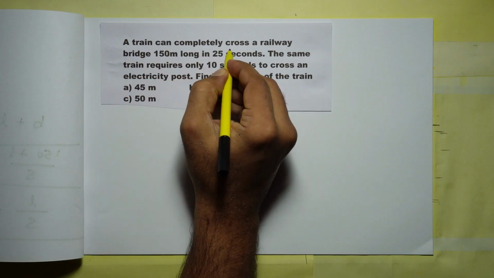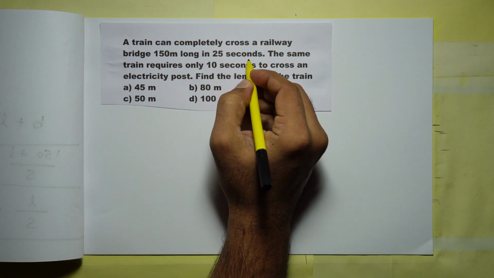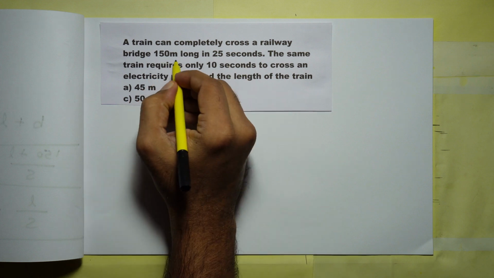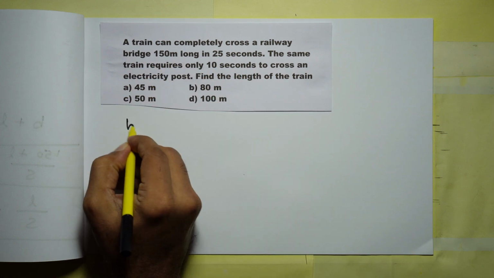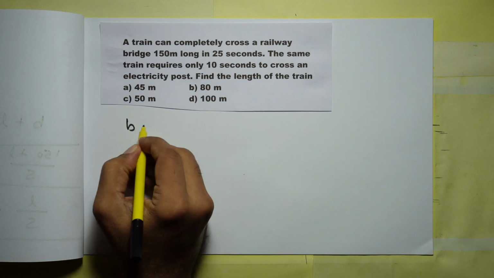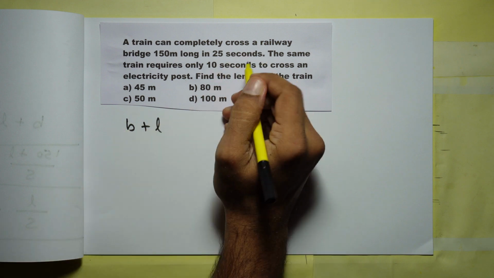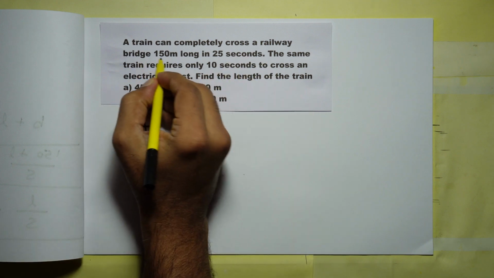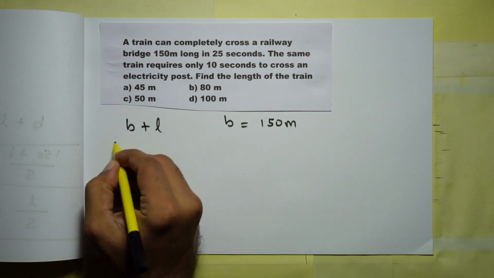A train can completely cross a railway bridge 150 meters long in 25 seconds. So we'll form the equation for that. Now to cross a bridge, first the length of the bridge has to be moved, then its own body length, I'll just take it as L. Now it is given that the length of the bridge is 150 meters. So B is equal to 150 meters.